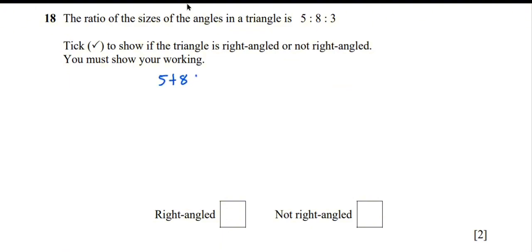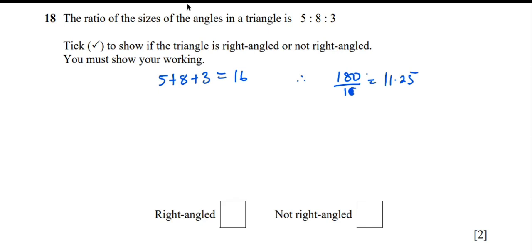So 5 plus 8 plus 3: 5 plus 8 gives us 13, and 13 plus 3 gives us 16. Therefore, 180 divided by 16. We are trying to find the value of one portion of the ratio, so we can use it to find out if we are going to get 90 degrees. 180 divided by 16, that will give you 11.25. So 11.25 is one share here. For 5, all you need to do is multiply 11.25 times 5. That will give you 56.